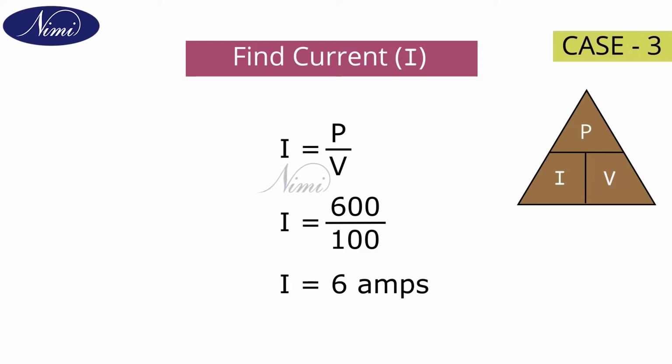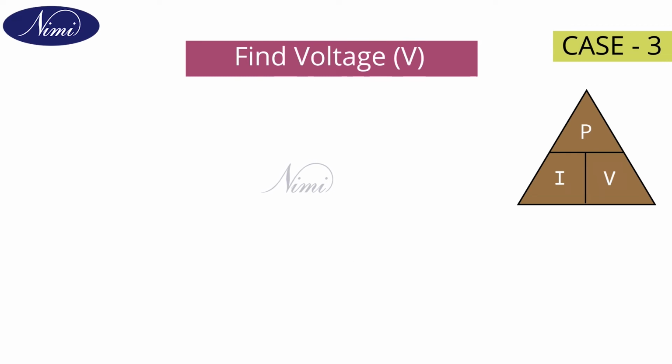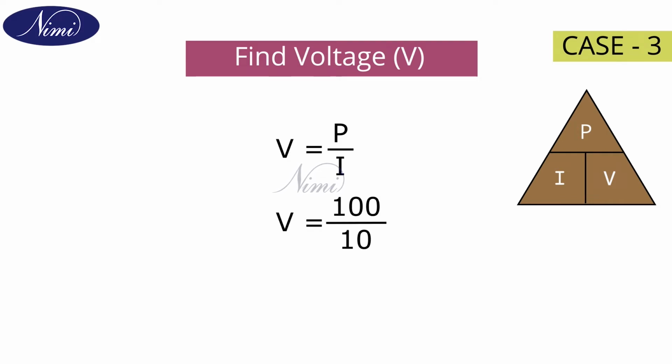In case 3, to find the value of voltage from the power triangle, V is equal to P by I. By substituting the values of power and current in the formula, we obtain voltage as 10 volts.